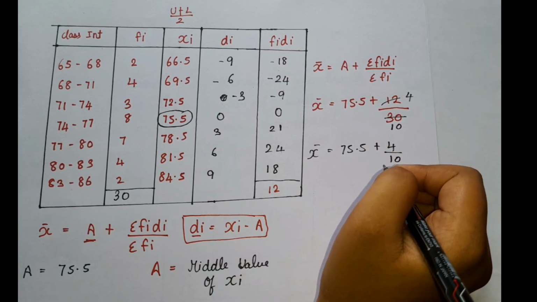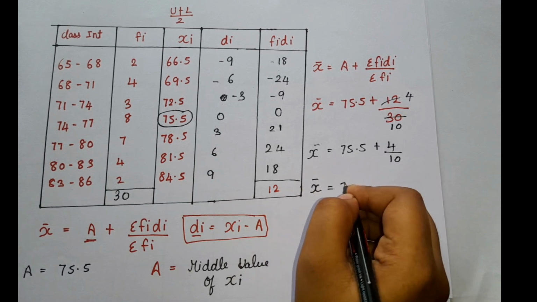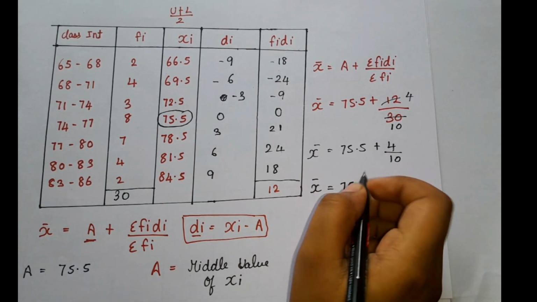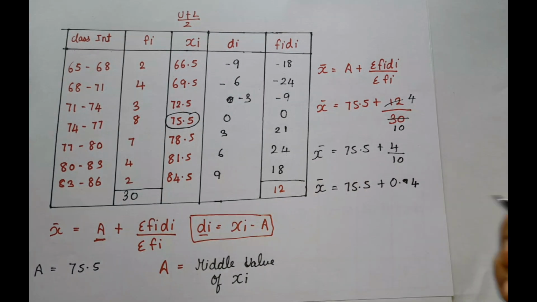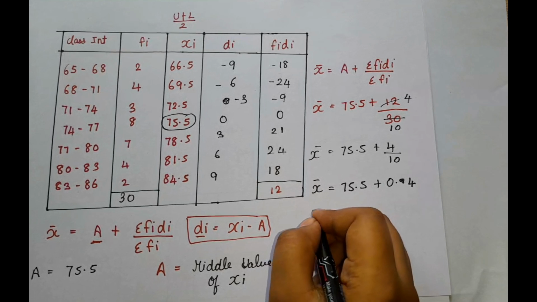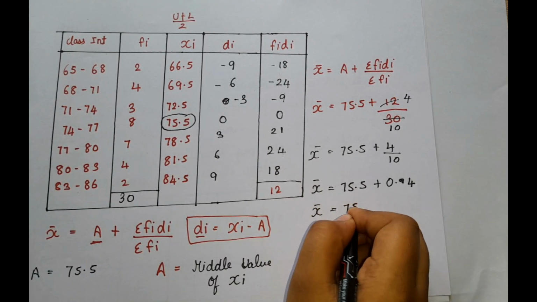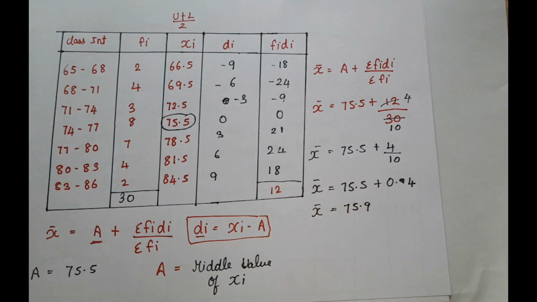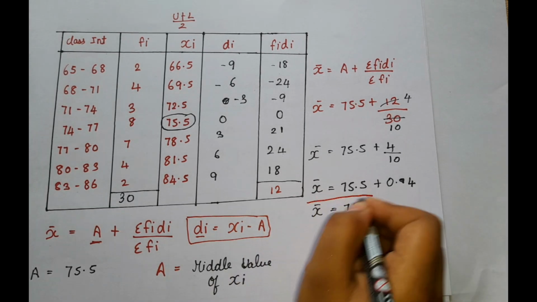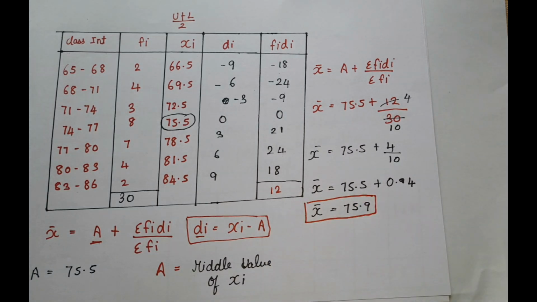Now here I would like to say something. We can write 75.5 and here it is 4 by 10. So I can write 4 by 10 as 0.4, isn't it? After writing that, when I add them, I'll get 75.9. So this is going to be the answer. This is our mean value. So finally we solved it.